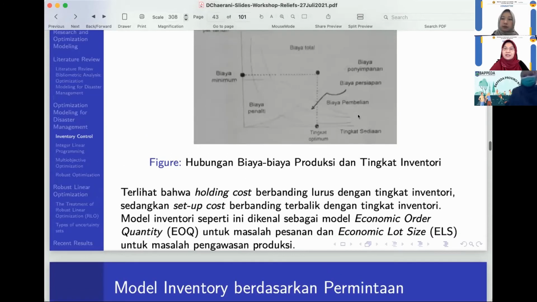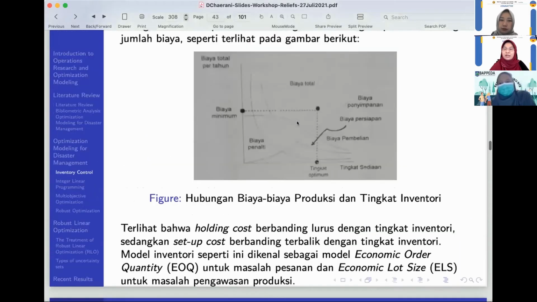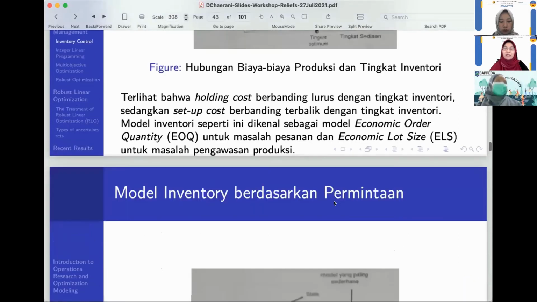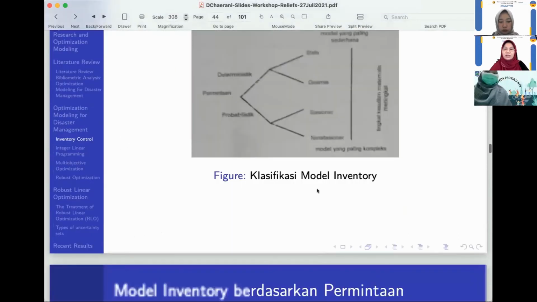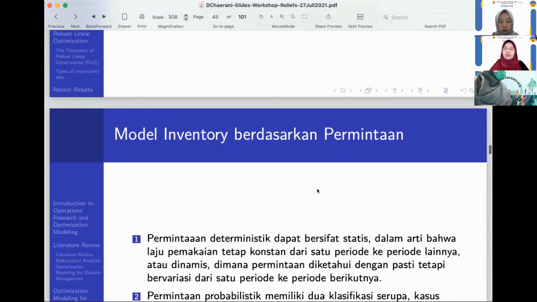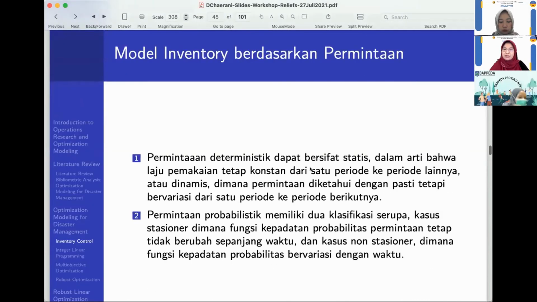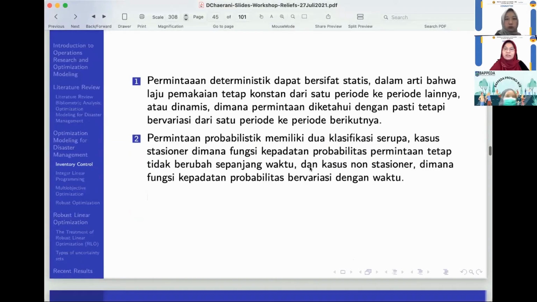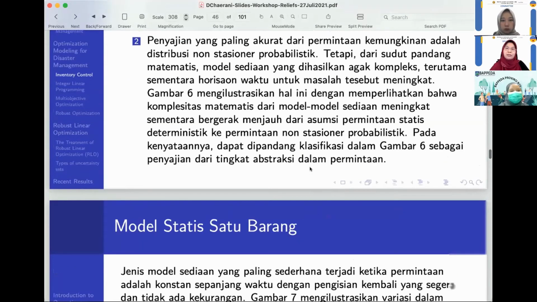Nah, di sini secara garis besar di berbagai buku pun sudah diterangkan bahwa biaya-biaya yang terkait dengan inventory ini membentuk sebuah biaya kuadratik yang kita kenal sebagai economic order quantity atau EOQ untuk masalah pemesanan, dan economic lot size untuk masalah pengawasan produksi. Nah, ini klasifikasi model masalah inventory, kemudian inventory berdasarkan permintaan, ada statis dan probabilistik. Mungkin saya bisa loncat langsung ke masalah biaya.